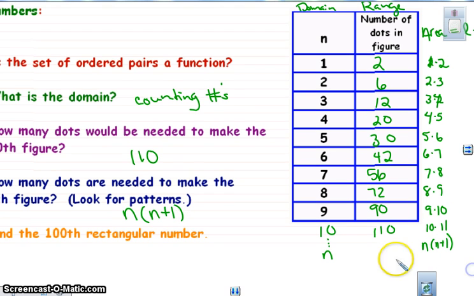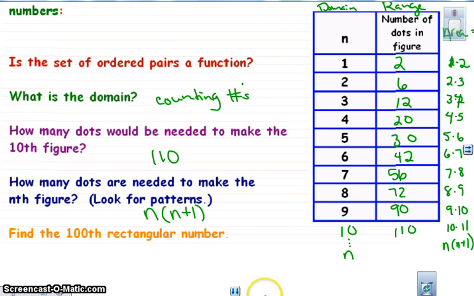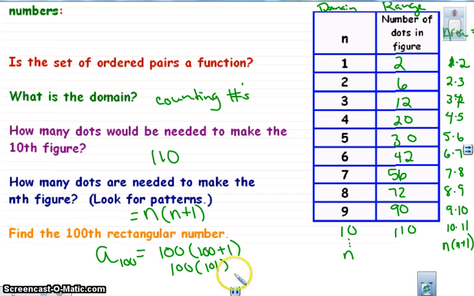Which helps us now to answer this last question. Find the 100th rectangular number. We're going to write it this way. A of 100 is equal to n, which is going to be our 100th number, times, remember our area was n plus 1, so 100 plus 1. A lot of you probably would have written 100 times 101. And if we multiply that, that gives us our 100th rectangular number. It's going to be 10,100.